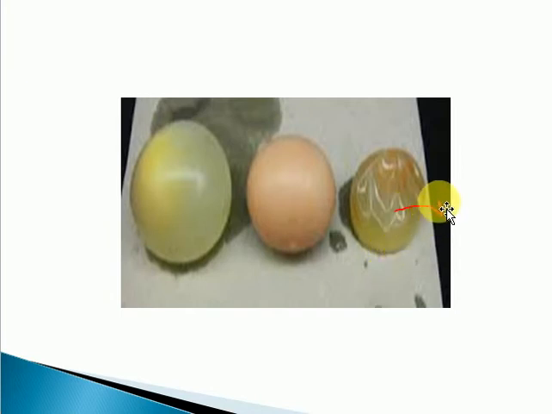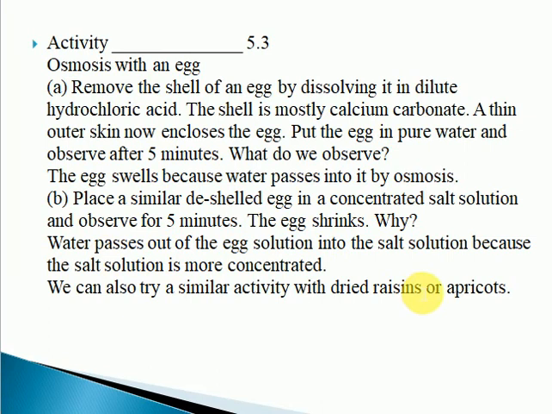The water from the egg will move out towards the outside, because water concentration is more towards the inner side as compared to outside, as we have taken it in the hypertonic solution, which was having more concentration. Okay? So as a result the egg would shrink. Water passes out of the egg solution into the salt solution because the salt solution is more concentrated. Okay, we can try this activity with dry raisins or apricots also.